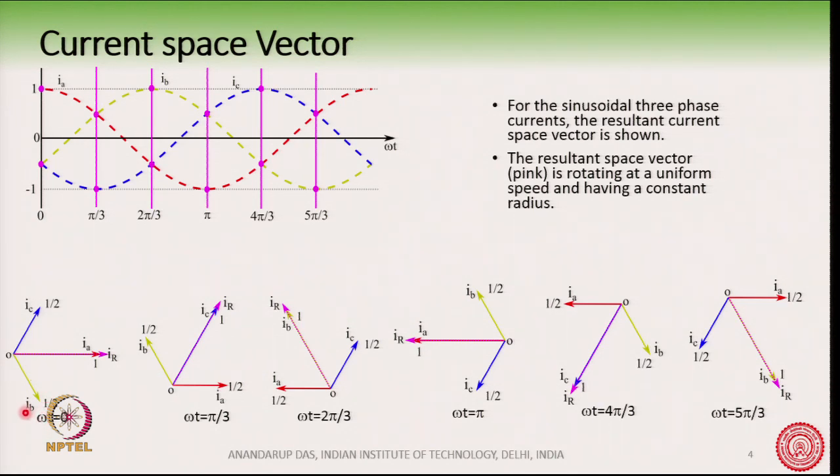For example, if we see at omega t equal to 0, that is at 0 time here, the instantaneous value of iA(t) is having the maximum value, while iB and iC are negative, but they are equal negative values. So, if we can visualize the three axes, this is the A phase axis, this is the B phase axis and this is the C phase axis.